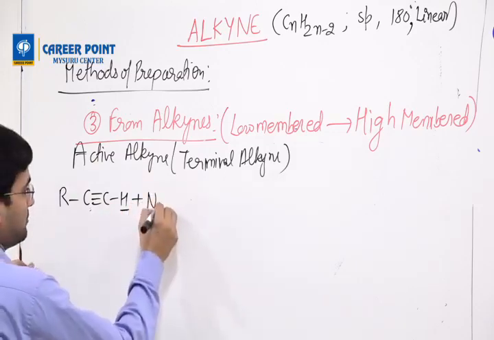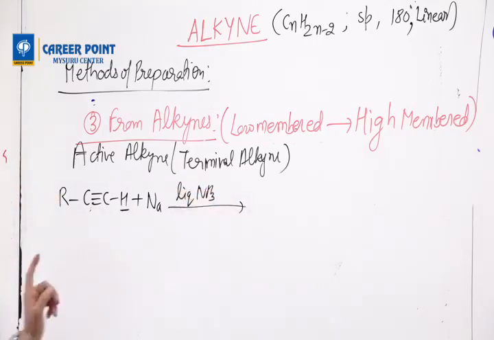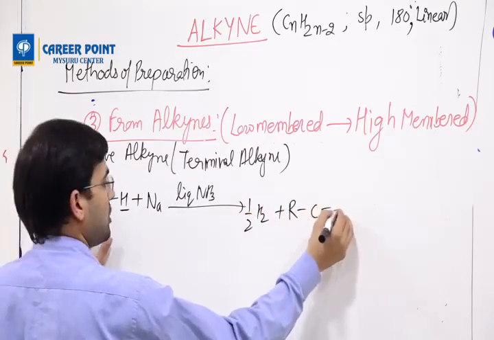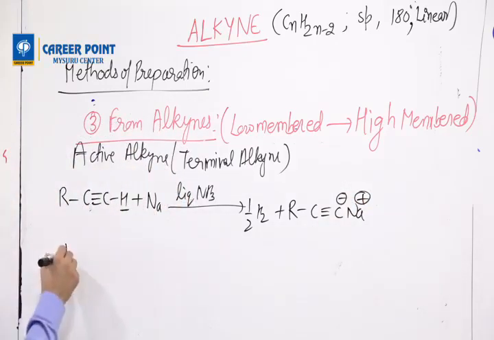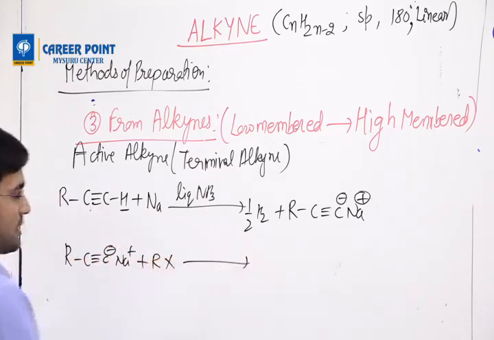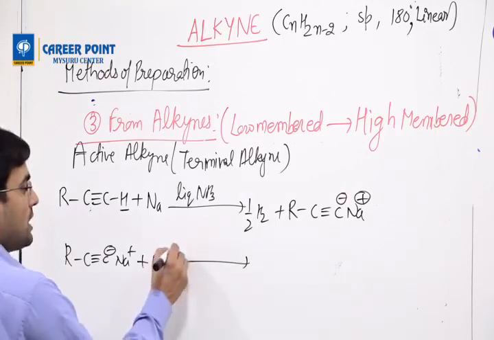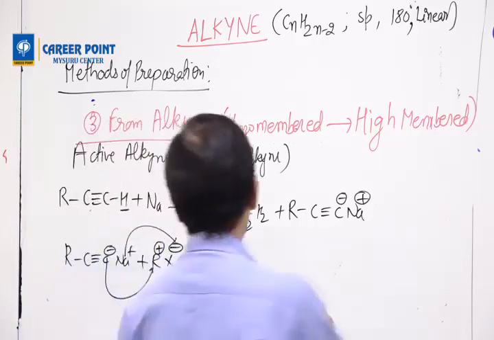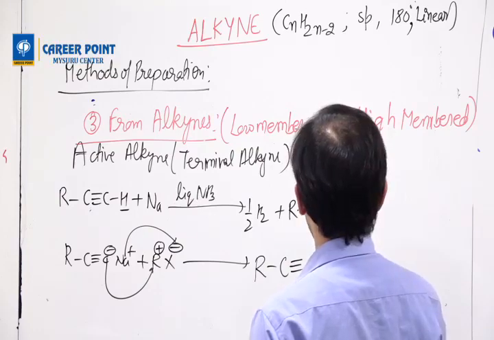We take it with sodium in the presence of liquid ammonia, liquid NH3. It evolves hydrogen gas, half H2, and then I get RC triple bond C minus Na plus. Na is a metal, so it gets positive charge. Then I take RC triple bond C minus Na plus with an RX. X is a halogen, halogen is electronegative, so you will get negative here and positive here. Negative will attract positive and positive will attract negative. So what you have is R, C triple bond C, R plus NaX.